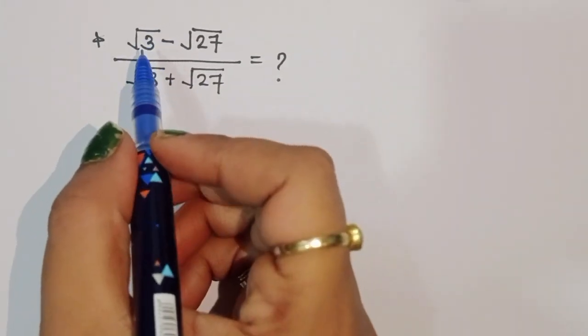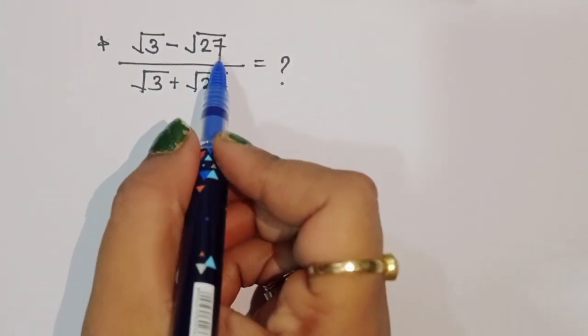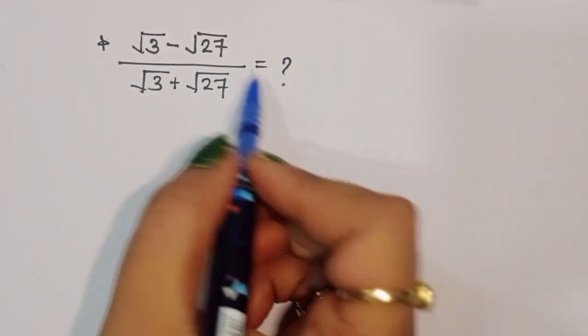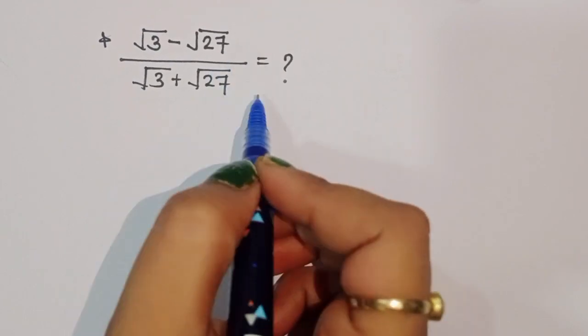Question: given (√3 − √27) divided by (√3 + √27), what is it equal to? We have to find out this value. How can we find it? Let's see the solution.